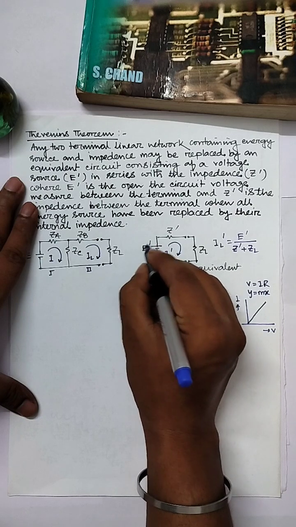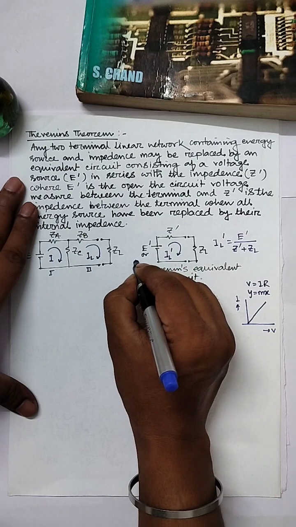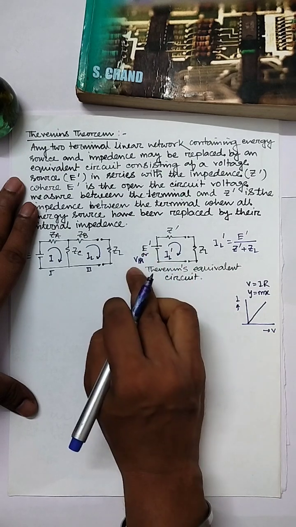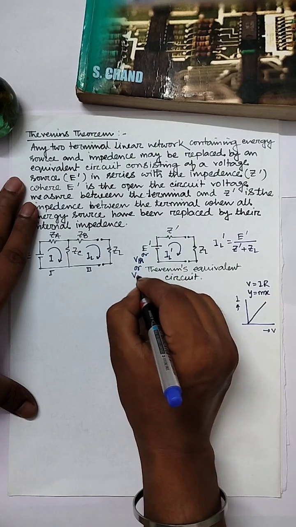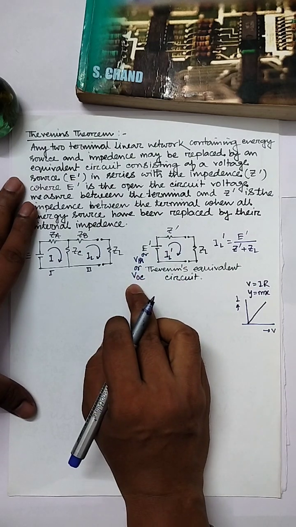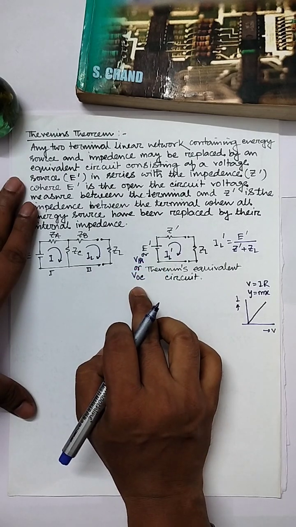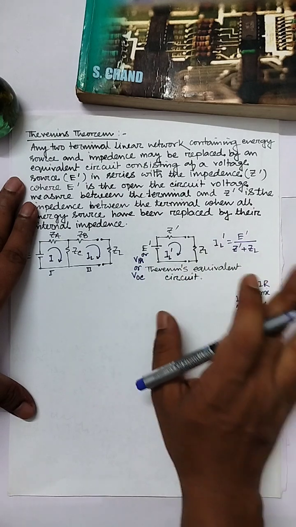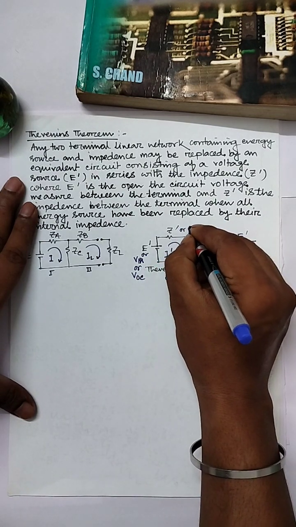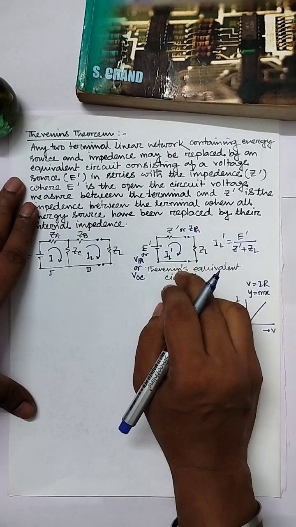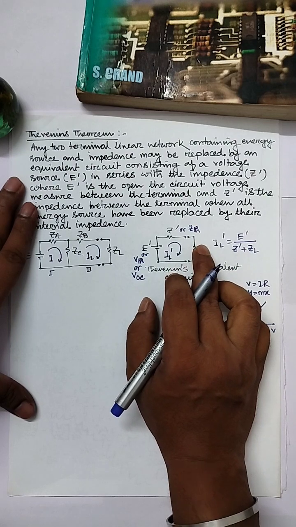Here E dash is the Thevenin equivalent voltage, and this E dash is sometimes represented as VTH, that means Thevenin voltage. Sometimes it is also represented as VOC, that means open circuit voltage. So E dash, VTH or VOC, open circuit voltage, are all the same. And Z dash can also be represented as ZTH, the Thevenin equivalent impedance, or sometimes written as RTH, the Thevenin equivalent resistance.